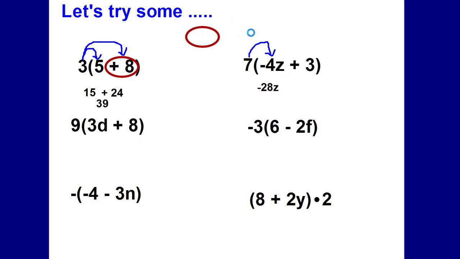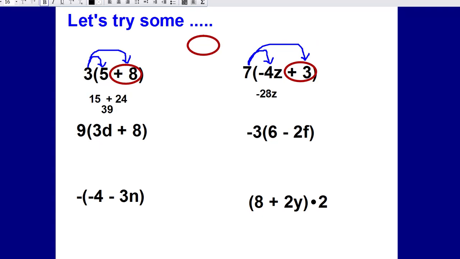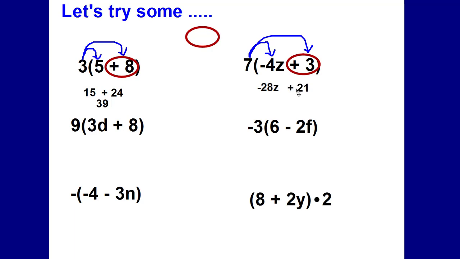Now we're going to circle our second term, which is a positive 3, and we're going to distribute the 7 to our positive 3 by multiplying. And 7 times a positive 3 is going to be a positive 21. So we have negative 28z plus 21. We cannot combine these two any further because we don't know the value of z, so we leave it as it is, negative 28z plus 21.